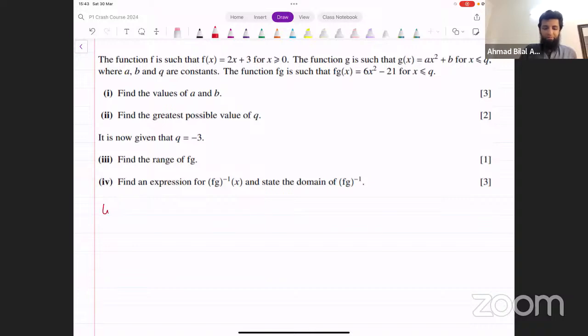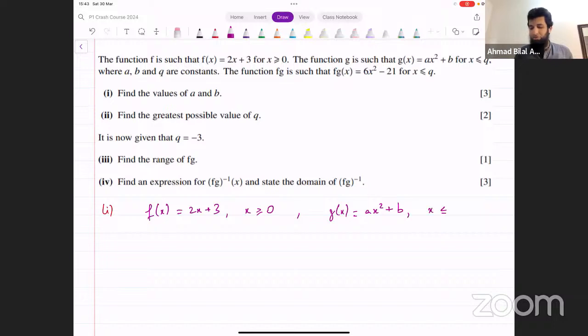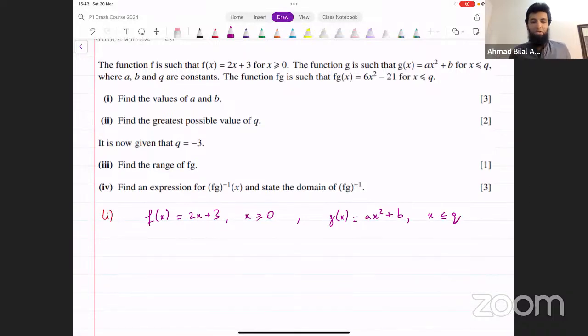So we have this function f that is such that f of x equals 2x plus 3 for x greater than or equal to 0. So we have one function f, and that looks like this. f of x equals 2x plus 3. And the domain of this function is x greater than or equal to 0. And we have another function g of x, which looks like this. g of x equals ax squared plus b. And the domain of this function g is x less than or equal to q. Okay, we have these two functions given, where a, b, and q are constants.